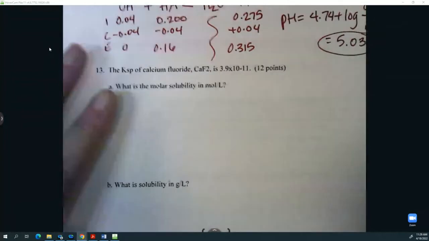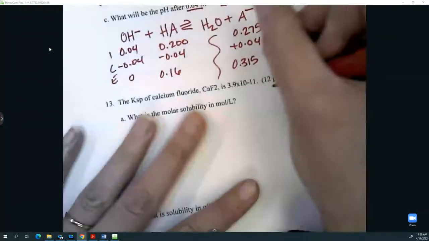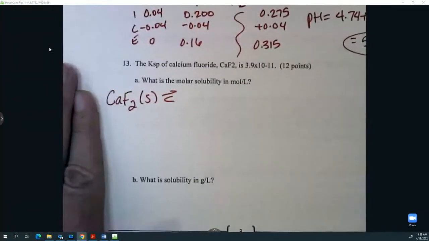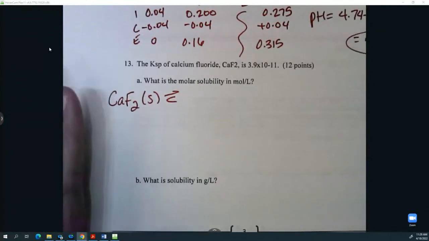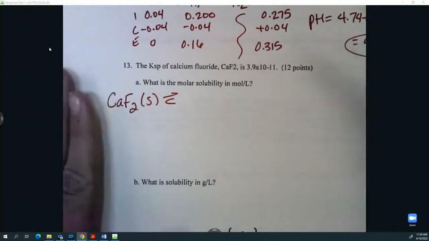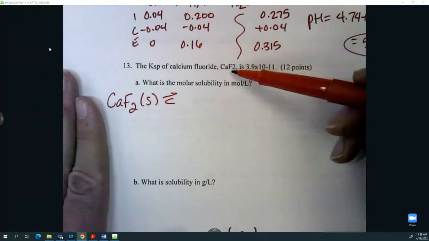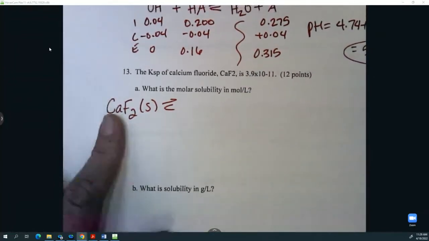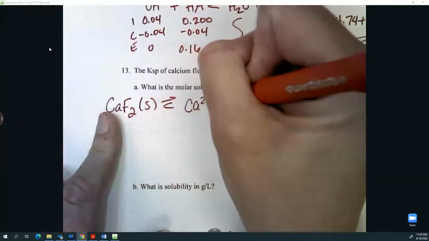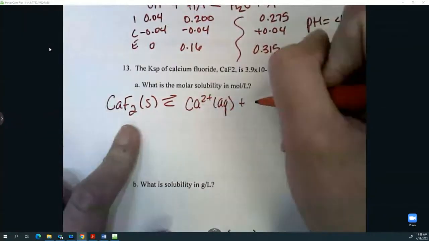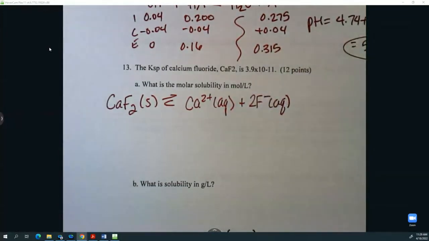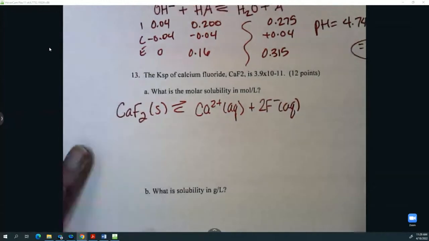KSP for calcium fluoride. First I just want to know what is going to happen if I put calcium fluoride in water. I'm talking about solubility. It looks like I messed up my powers here. This should be a subscript and this should be a superscript, but you get the idea. All right, so what's this going to do? It's going to separate into calcium ions and 2 fluorine ions. That does matter because the coefficients matter.